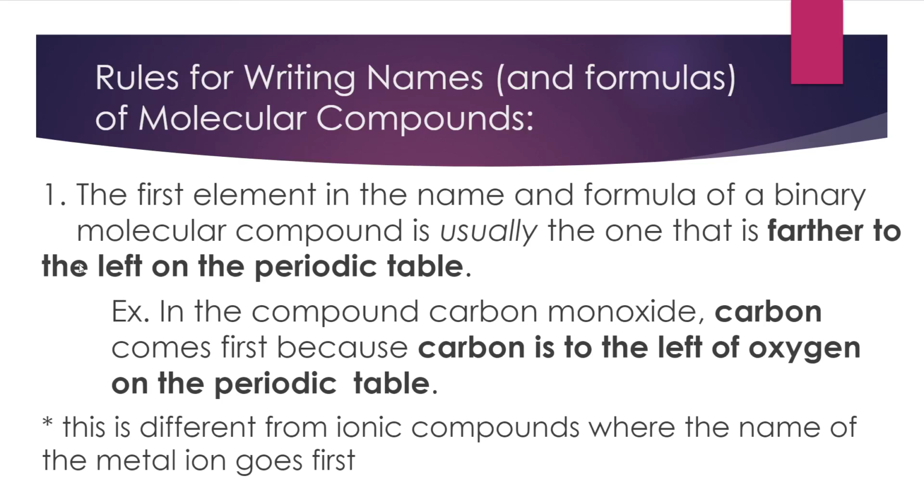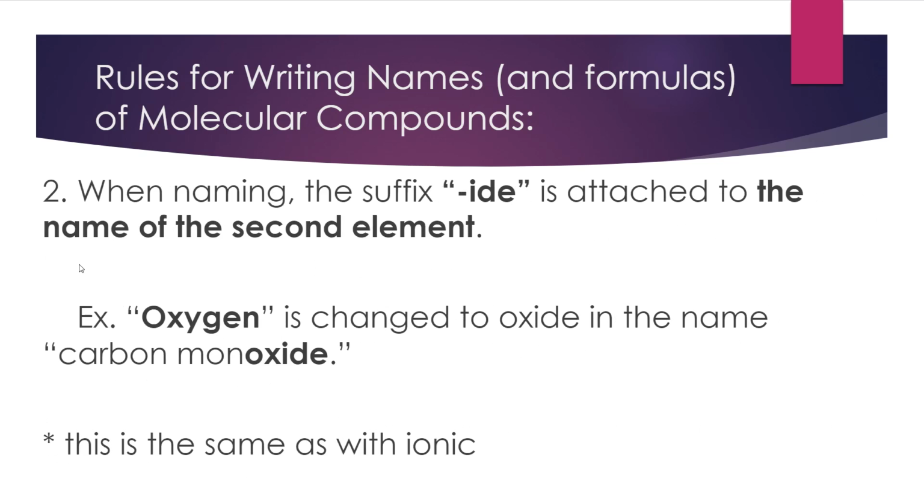So the first thing, as far as rules are concerned: the first element in the name and formula of a binary molecular compound is usually the one that is farthest to the left on the periodic table. In the compound carbon monoxide, carbon comes first because carbon is to the left of oxygen on the periodic table. This is different from ionic compounds, where the name of the metal goes first.